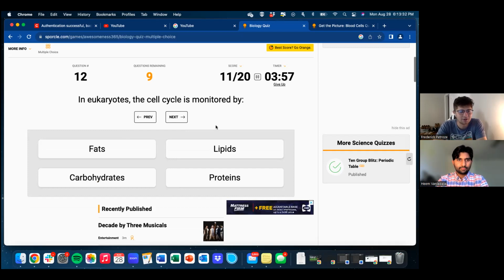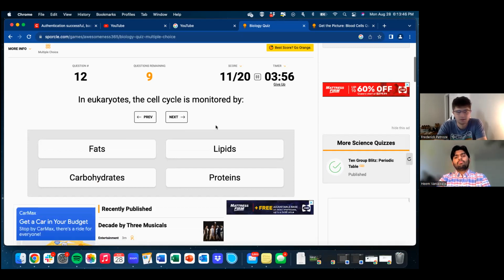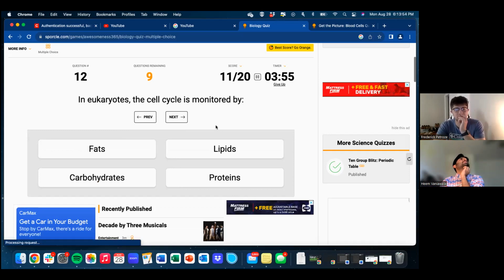Okay, in eukaryotes, the cell cycle is monitored by. Gotta be proteins, right? Well, fats and lipids are kind of the same, so it must be a trick. And carbs. Yeah, it's got to be proteins. It has to be proteins.